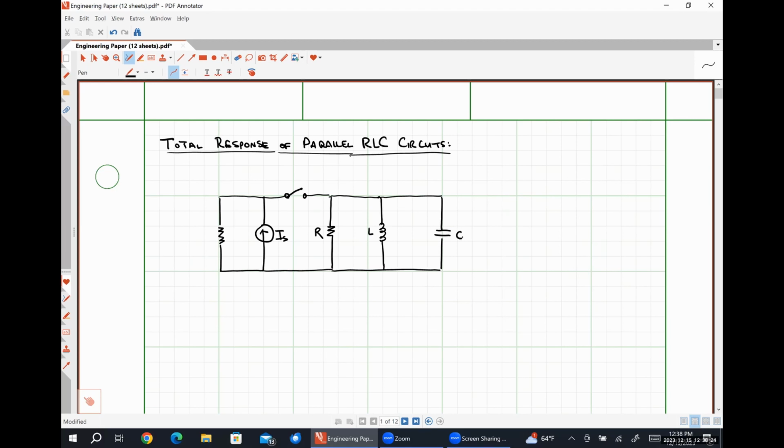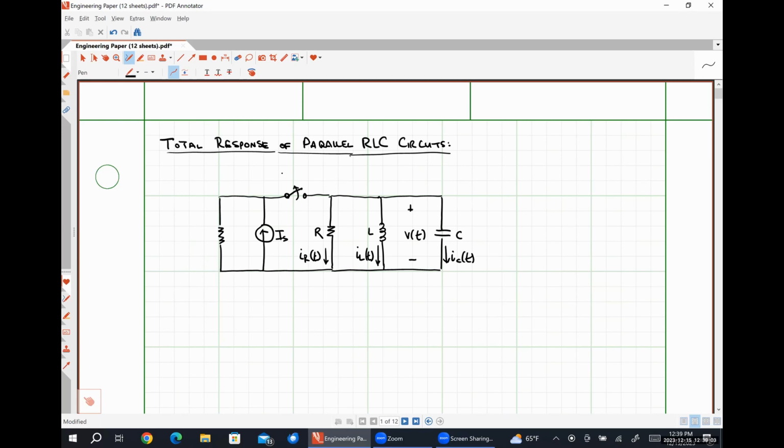Because all three of our elements are connected in parallel, they're all going to have the same voltage drop across them. So I'm just going to call this voltage V. But remember, because this is the voltage drop across a capacitor, it cannot change abruptly. So our same basic rules apply. I'm going to define this current here as my resistor current as a function of time, IR. This will be my inductor current as a function of time, IL. And this will be my capacitor current as a function of time, IC.